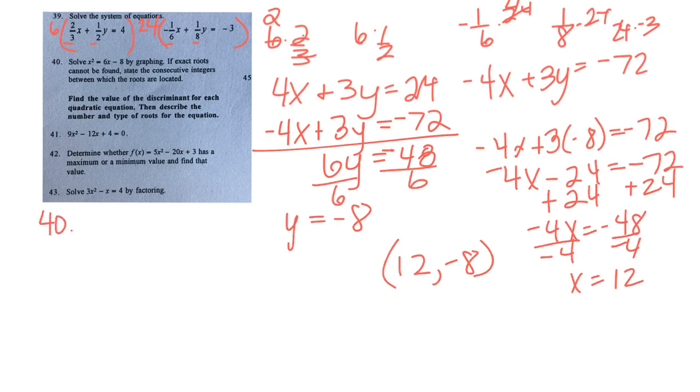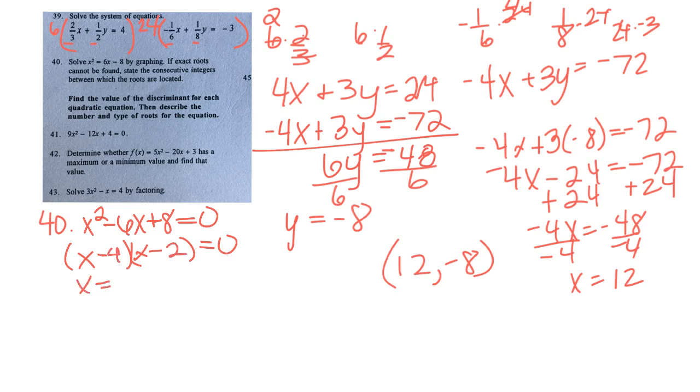Number 40. We're going to subtract the 6x and add the 8, so we get x squared minus 6x plus 8 equals 0. I know it says solve by graphing, but if we can factor it, and this is a multiple choice test, so we should try, we can graph it and factor it and solve it all at the same time. So what two numbers multiply to 8 and add to -6? That's -4 and -2. So x is equal to 4 and 2.